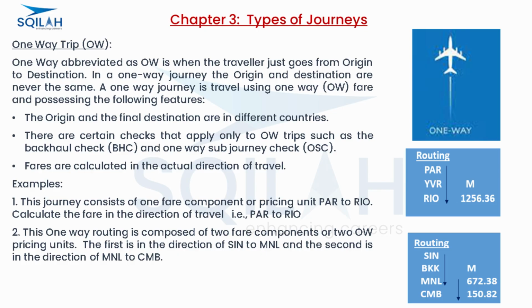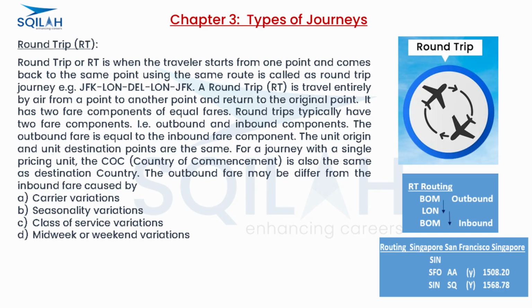2. This one-way routing is composed of 2 fare components or 2 OW pricing units. The first is in the direction of SIN to MNL and the second is in the direction of MNL to CMB. Round trip, RT. Round trip or RT is when the traveler starts from one point and comes back to the same point using the same route, is called a round trip journey, e.g.